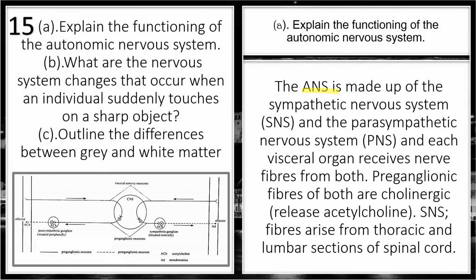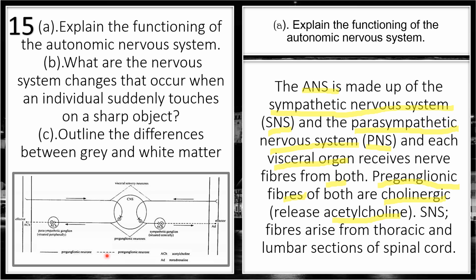The autonomic nervous system is made up of the sympathetic nervous system, SNS, and the parasympathetic nervous system, PNS. And each visceral organ receives nerves from both. Preganglionic fibers of both are cholinergic. They release acetylcholine. So what do we call preganglionic?